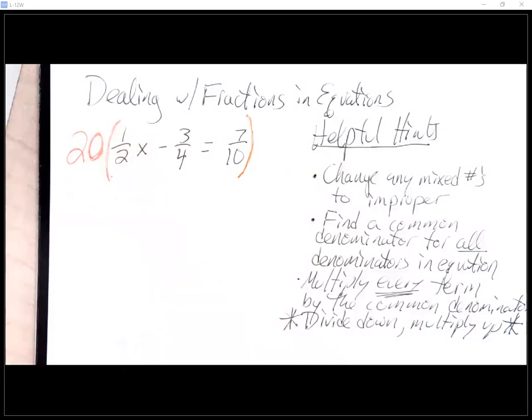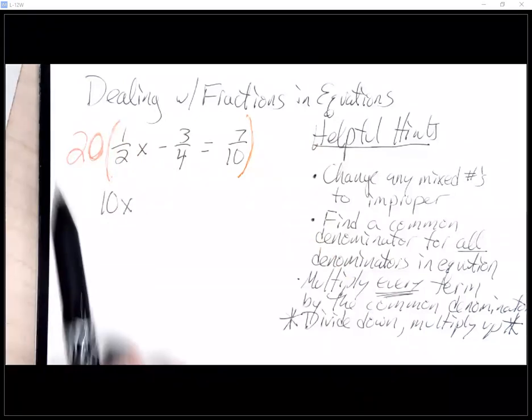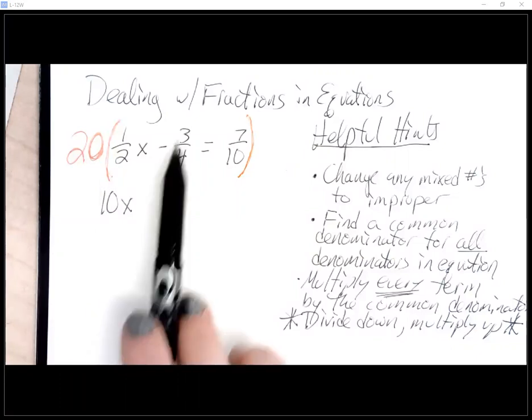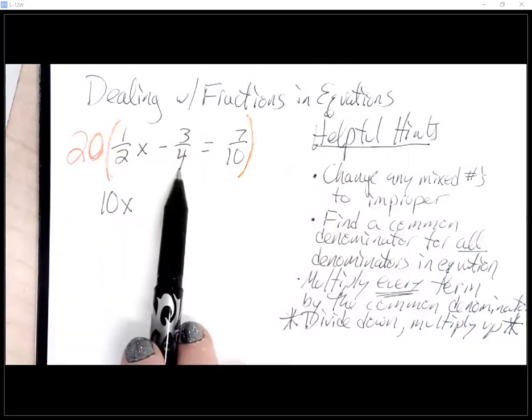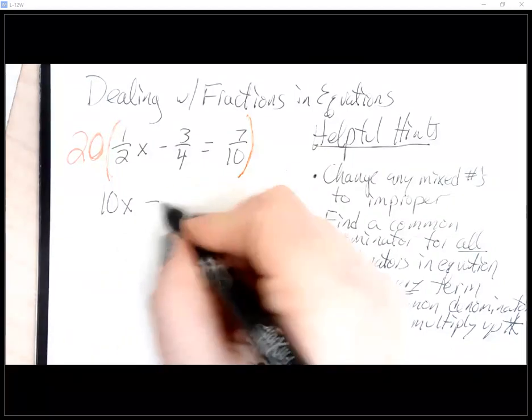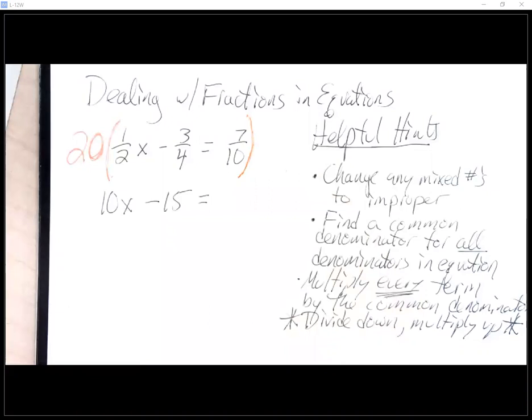So I get a 10x there, and now I'll do the 20 times the 3/4. Divide down, multiply up. So 20 divided by 4 is 5 times the numerator is 15. So I have a negative 15 right there. See how easy that is? So much easier, in my opinion, than doing 20 times 3, which is 60, and then doing 60 divided by 4. Yeah, you still get the 15, but this is so much faster and keeps your number small.